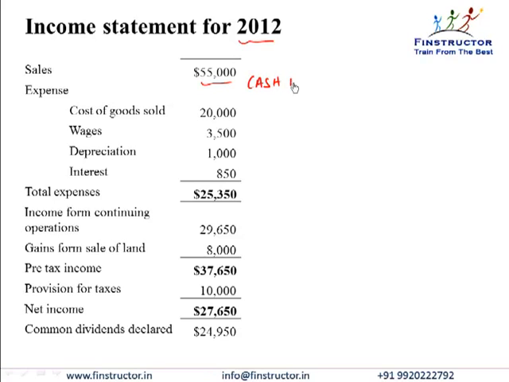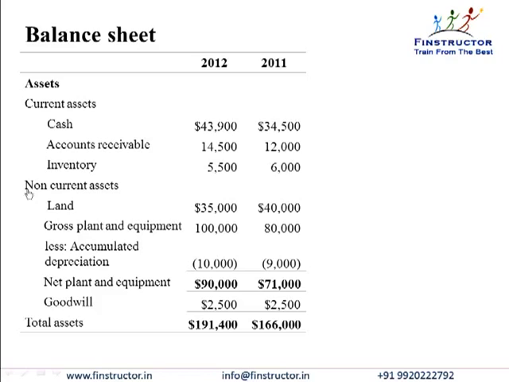So if no other information is given, what would I assume to be the cash received from customers? I will assume that these sales came to me as cash, or $55,000. Anything else in the income statement that gives me any information about the cash received from customers from my day-to-day operations? These are all expenses, taxes, net income. So I'll move on to the balance sheet. On the assets side, do I get any information about the cash received from customers?